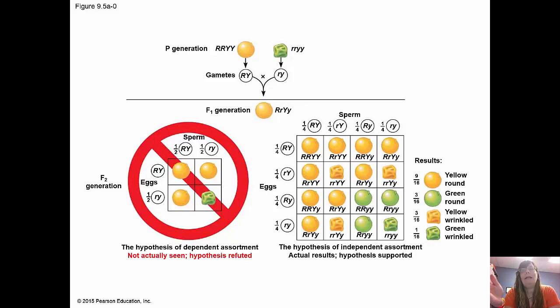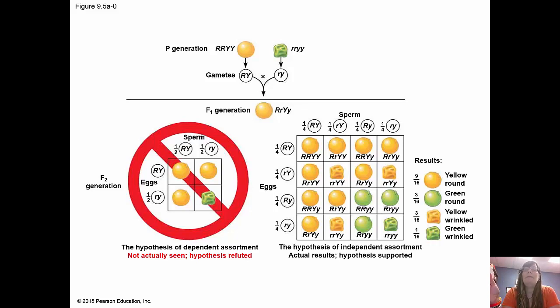And if you go down and look, this is how it kind of goes. So you end up with 9 out of the 16 that have the dominant yellow and the dominant round. You have 3 out of 16 that have the recessive green, but the dominant round. Then you have another 3 out of the 16 that have the dominant yellow, but the recessive wrinkled. And only 1 out of 16 that ends up with both recessive traits. So this is how his hypothesis is supported.